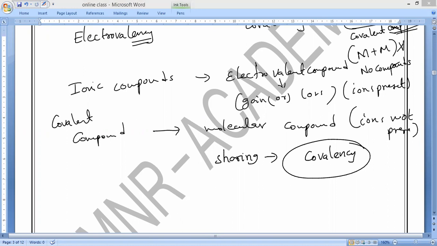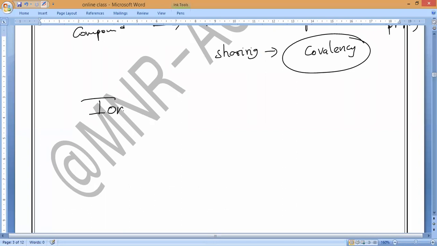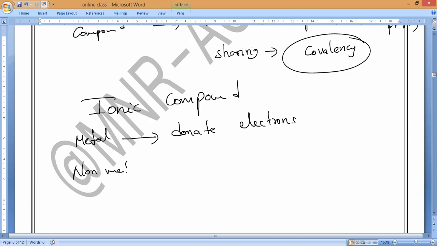Now, these ionic compounds are formed by what? Ions. One donor means metal. Metal must be present. It will donate electrons. Yes or no? And the non-metal, what will it do? It will receive electrons.